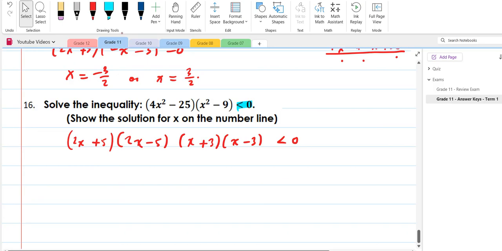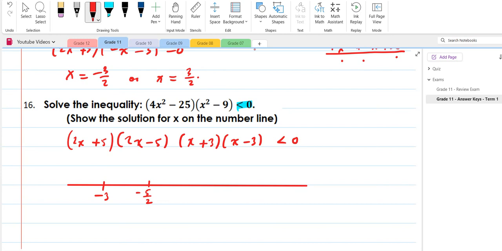Now we draw a number line and solve the inequality. We put all the zeros on the number line. There are 4 zeros: minus 3, the next zero is minus 5 over 2, then 5 over 2, and the last one is 3. These are all linear factors, so if you get one of the signs, the rest of them will just be alternating. These are the 4 zeros that we put on the number line, and we will work out the solutions.